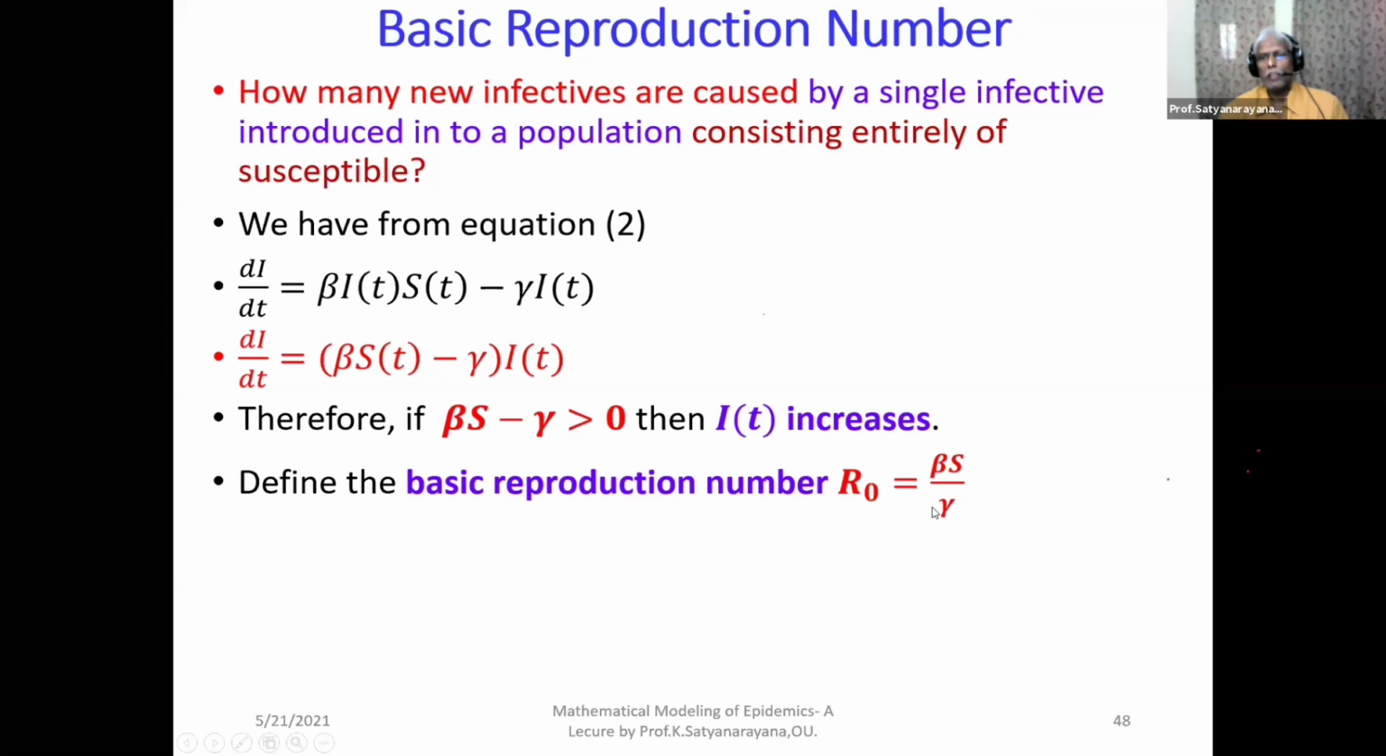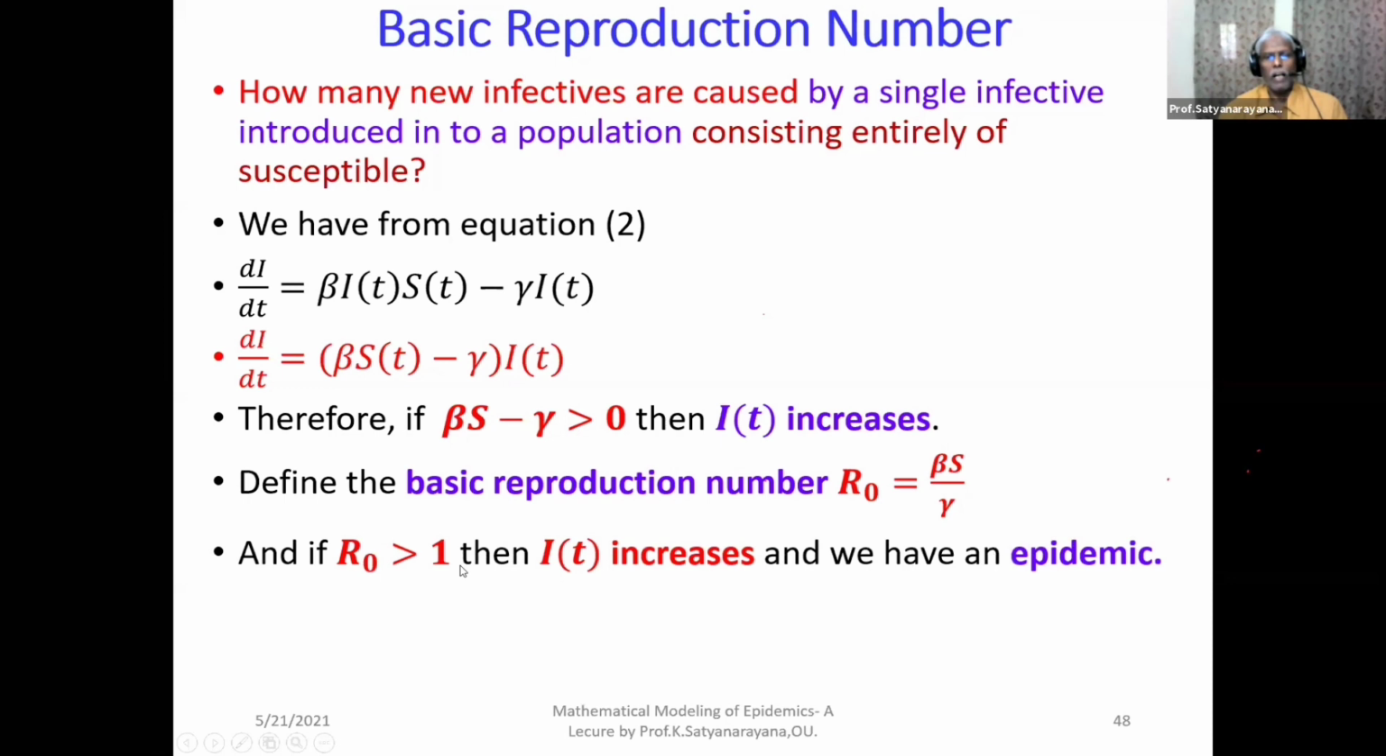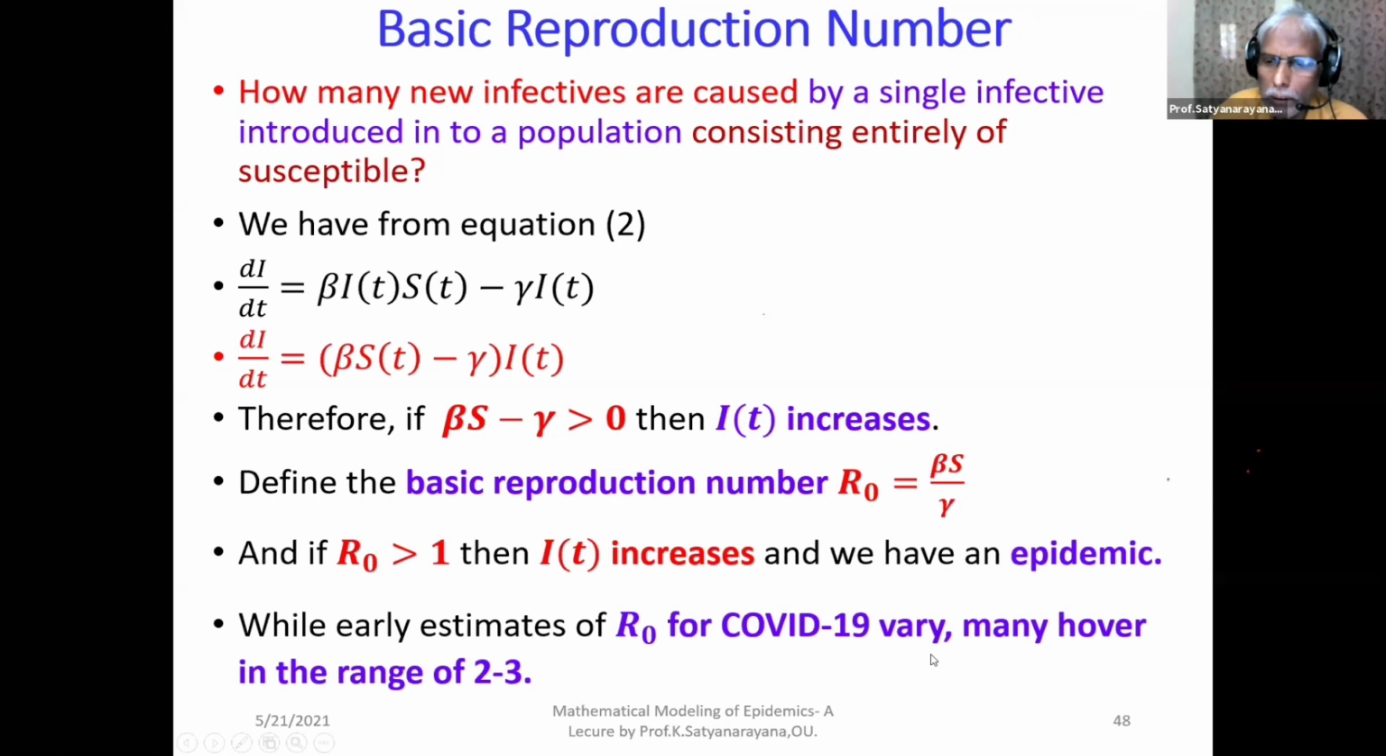If R naught is greater than one, I increases, and hence the disease will become an epidemic. Early estimates of COVID-19 R naught are anywhere between 2 and 3. That means a single person will infect two or three persons, and from among them, again, the individuals will infect two or three. Like that, it goes exponentially. That's why we want to break the chain. That's our slogan.